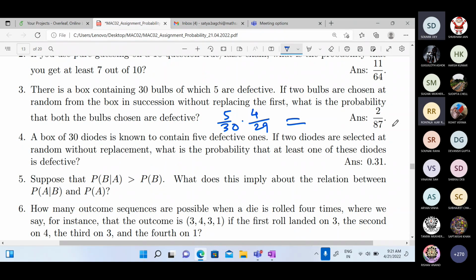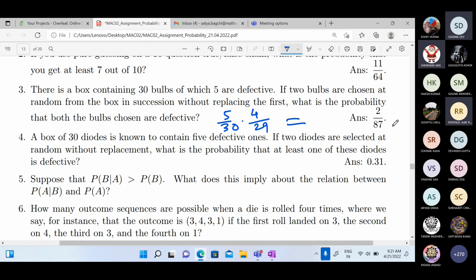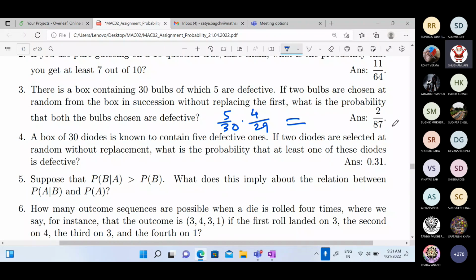But sir, the probability we are asking is only that at least one is defective. No, sir, both bulbs are defective. Sir, which question are we doing, the fourth or the third one? Leave this question, sir. I am not clear with question number 3.